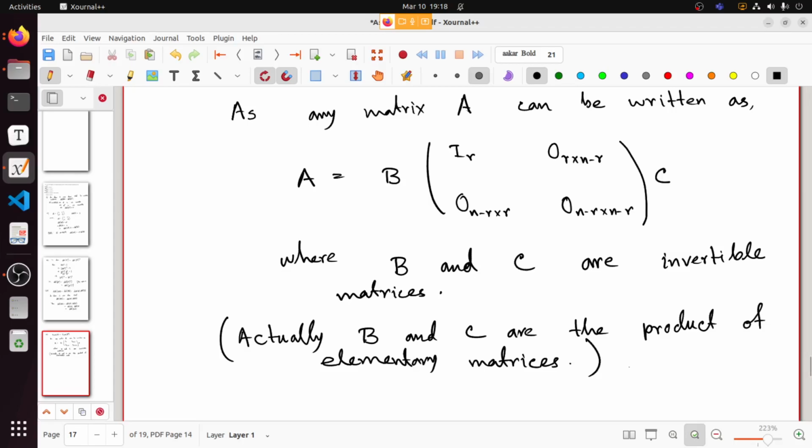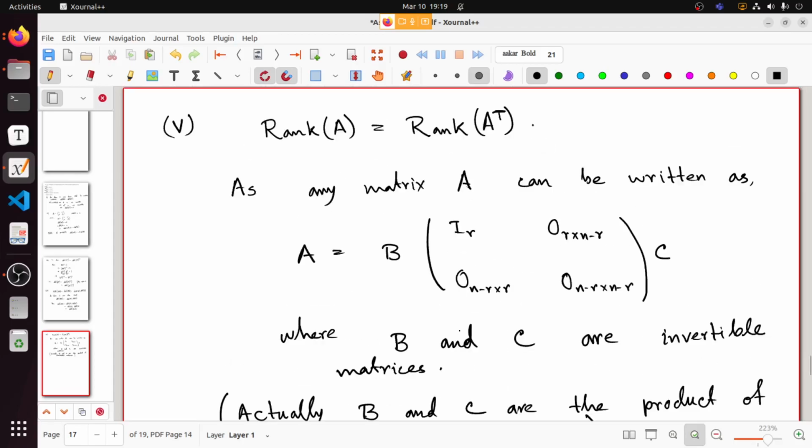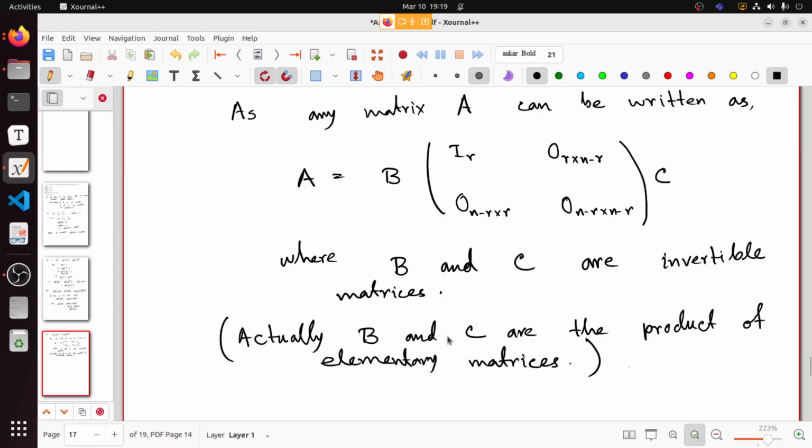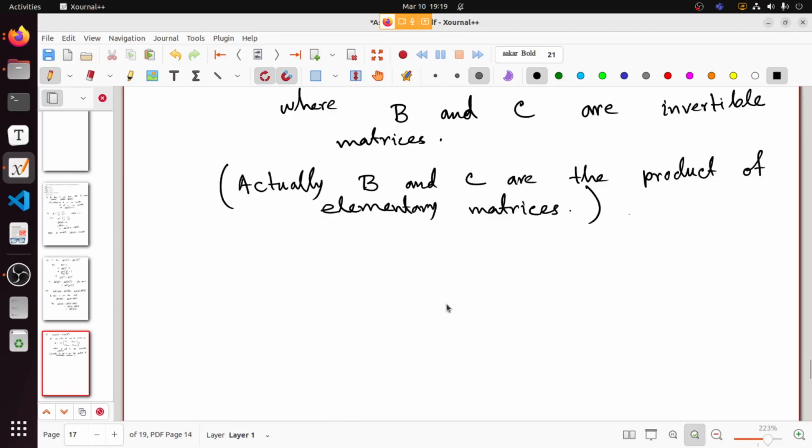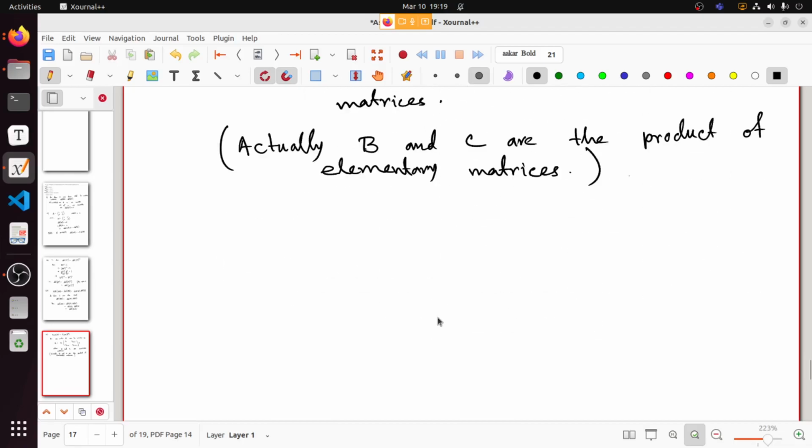Right. So they are invertible. Then what will be the rank of A? So you have to find that. Just transpose this expression. If you transpose this expression, what will happen? Then we get A transpose.